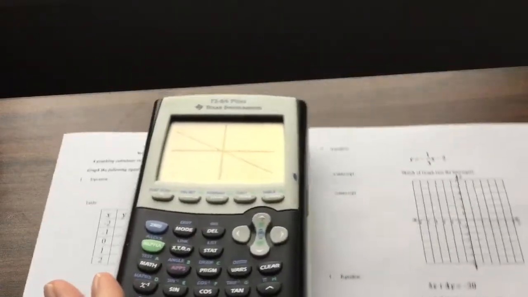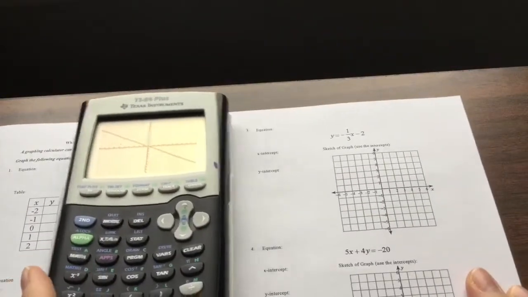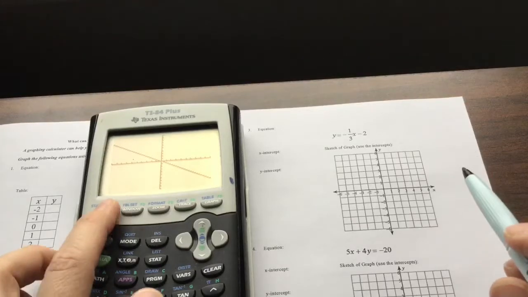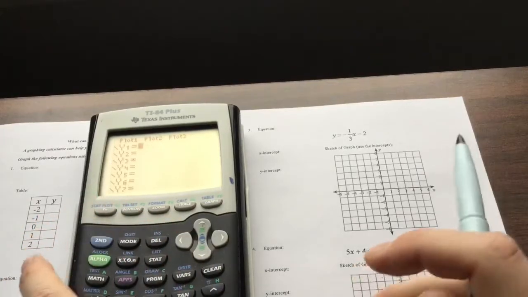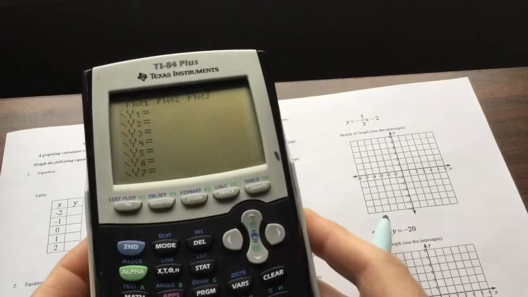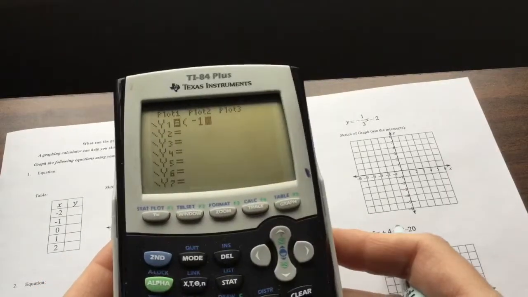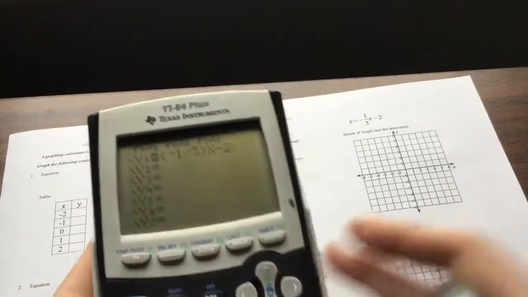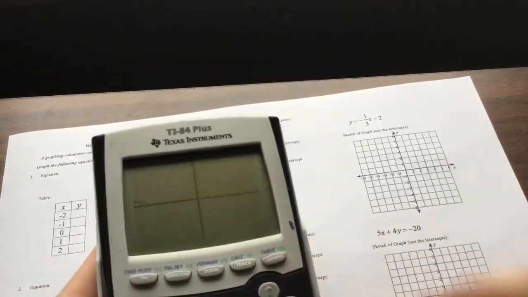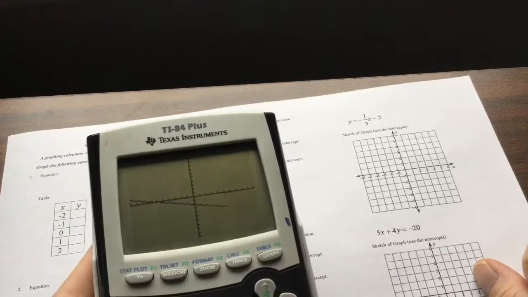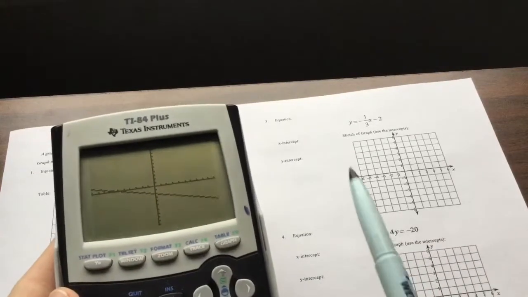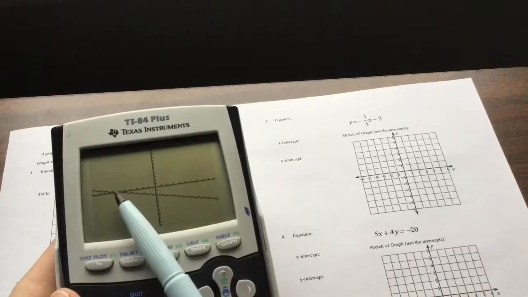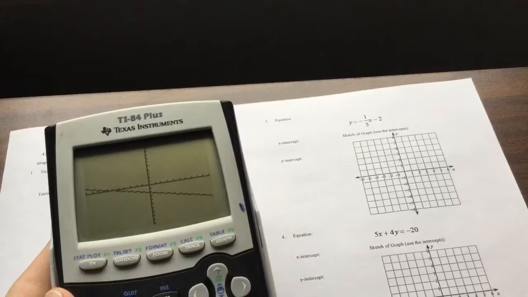The other side wanted you to use the intercepts, and so just really quickly, I'll do number 3 since y is already solved for. So we have -1/3, so again a fraction is in parentheses, and then x - 2, and if I graph that it looks like this. But for number 3 and 4, it asked you to use the intercepts to graph, and so I need to know where it crosses the x-axis and the y-axis.